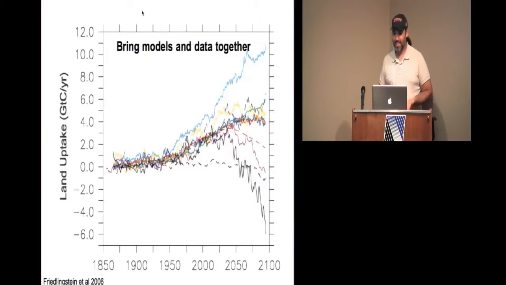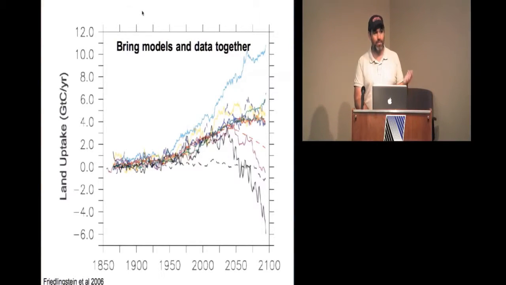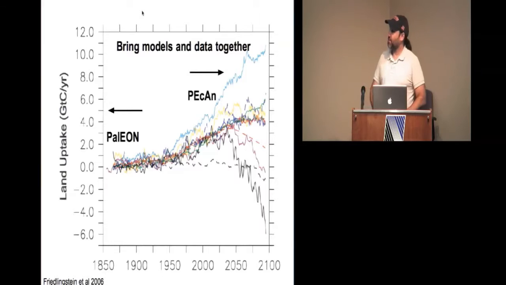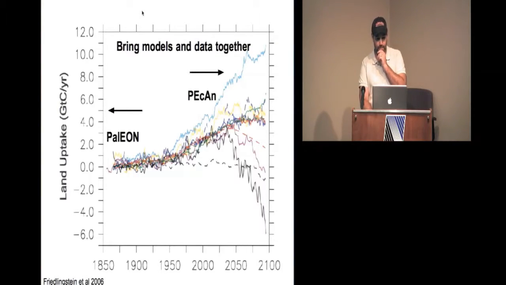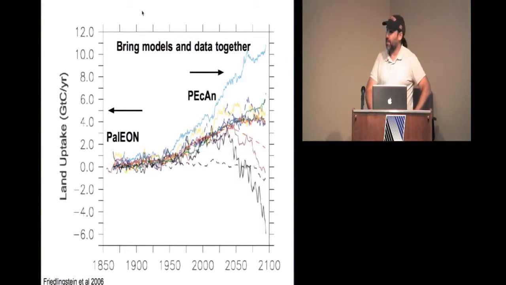So the best way I can think of reducing this is to try to make the models better, and we do that by confronting models with data, bringing more data into the models. Today, I'm going to focus on two aspects of where we're looking at this. One, the PEcAn project that Ken alluded to earlier, which is kind of looking from the present forward, and the other one, the PalEON project, which is looking to the past to understand vegetation dynamics.